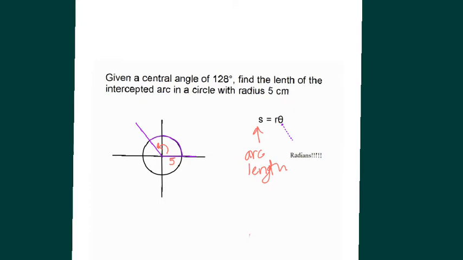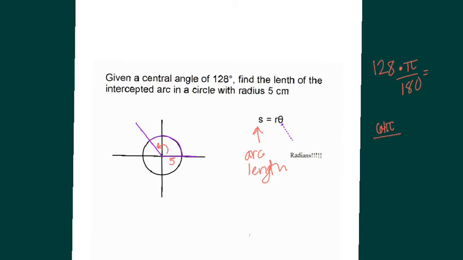So the first thing I'm going to do is take 128 degrees and change it into radians. I never have my calculator on my screen because Explain Everything doesn't do that. So let's see, 128 divided by, let's see, so I'm going to do this the long way. So this is what you could do as well.